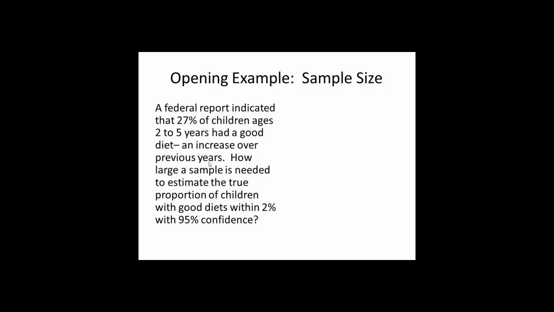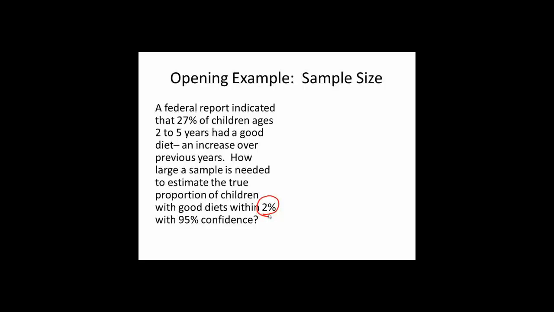A federal court report indicates that 27% of children ages 2 to 5 years had a good diet, an increase over previous years. How large of a sample is needed to estimate the true proportion of children with good diets within 2% with 95% confidence? So this is a question that is asking us to compute a sample size so that when we compute our confidence interval, the width of our interval is going to be no more than 2%.